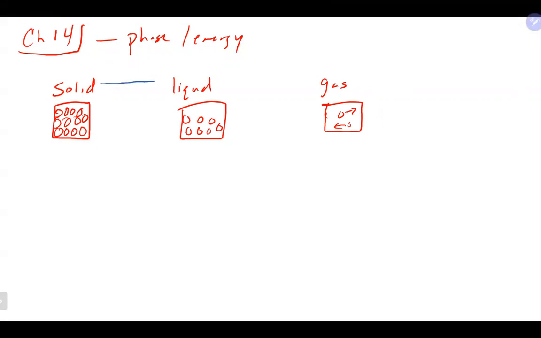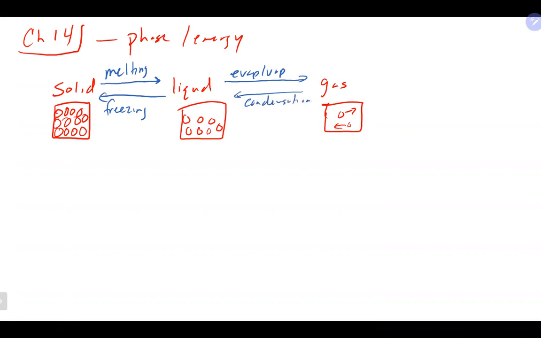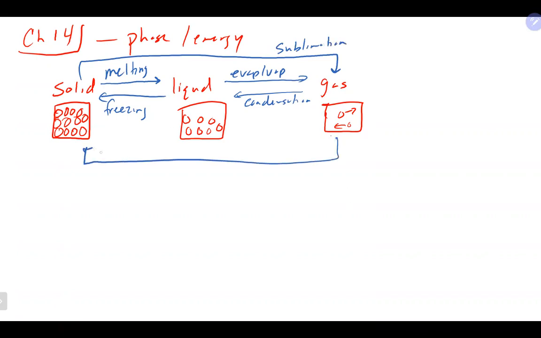The transitions that we talked about are solid to liquid, which is the process of melting. There is liquid to solid, which is the process of freezing. Liquid to gas, which is evaporation or vaporization. Going from gas back to liquid is condensation. Going from solid, skipping liquid, to gas is sublimation. Going from gas, skipping liquid, back to solid is deposition.